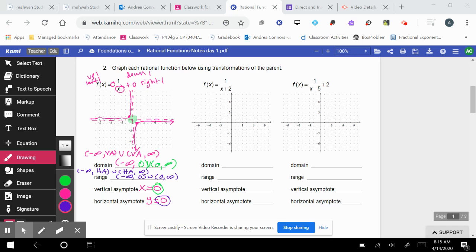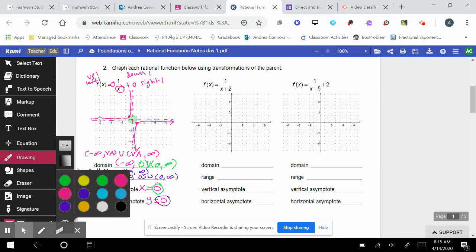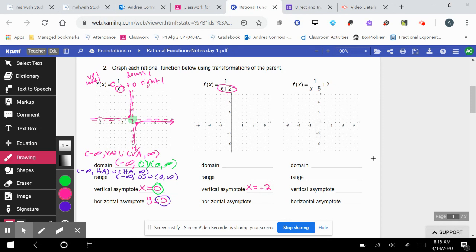Okay, guys, so we are on number 2 here. So again, you always start with your vertical asymptote. Remember, you're evil inside. So x plus 2 means your vertical asymptote will be x equals -2. So I go to x equals -2 and I do a vertical asymptote up and down. If there's nothing being added on the outside, then your horizontal asymptote is just y equals 0. So I go to y equals 0 and I go left and right.